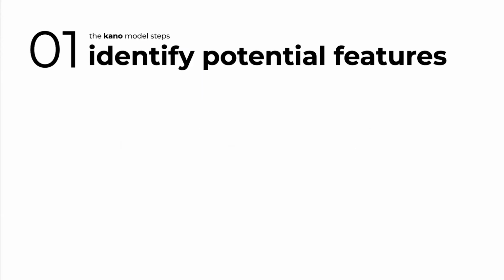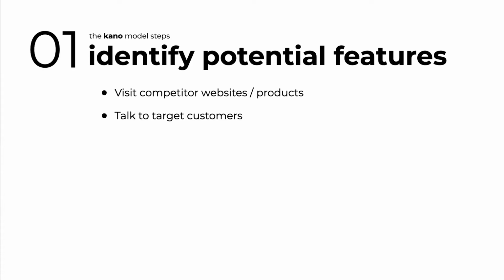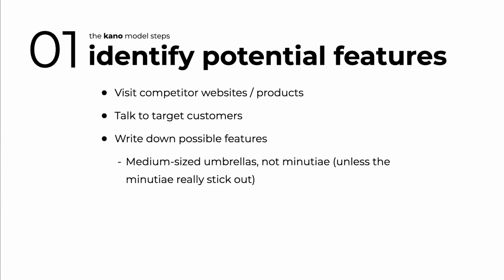So first up, identify potential features. The first thing you want to do is visit competitor websites and products, talk to target customers, and write down any potential features that you see. You're looking for medium-sized umbrellas, not the tiny minutia of how your WYSIWYG works, but just general medium-sized umbrella-shaped features.